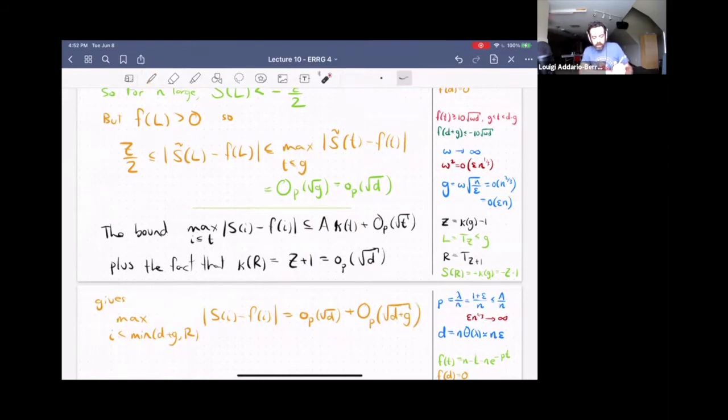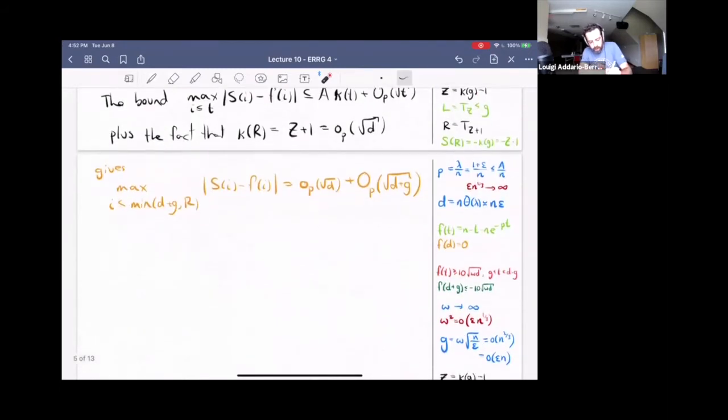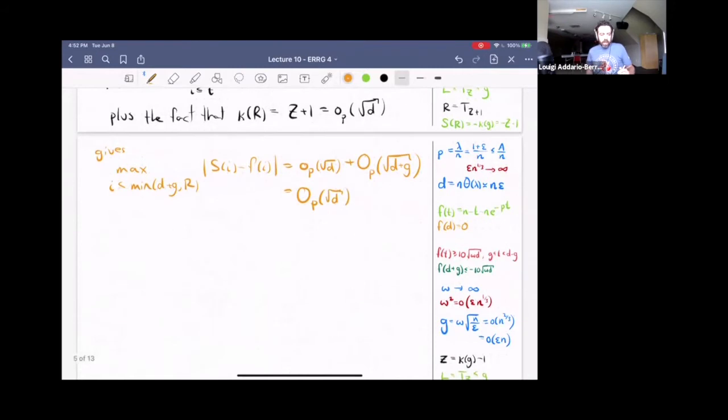and now g is a smaller order correction to d, right? We already used that once. D is on the order epsilon n, and g is little o of epsilon n. So this square root d plus g just looks like square root d, and that tells us that this whole error now is order root d. Okay.